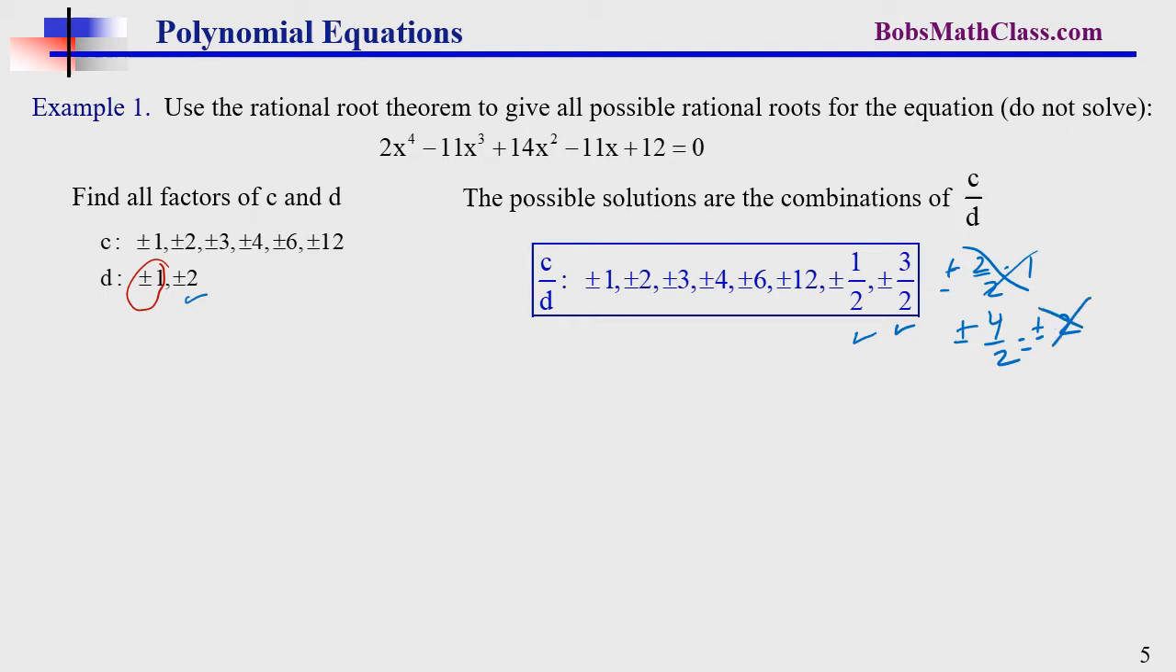What's next? 6 over 2. Do we already have 6 over 2? Yeah, we do, right? That's 3. So that one's gone. What's next? 12 over 2. That's equal to 6. Already on the list, so we don't need it. So that is our complete list that we have in the box.